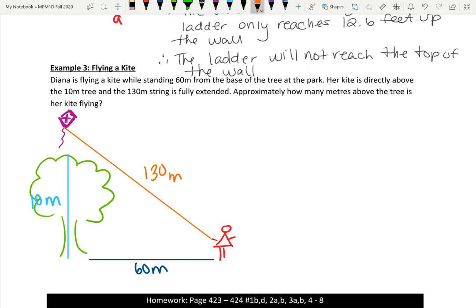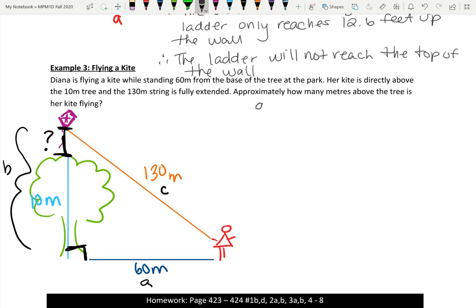Okay, so we've created a right triangle. Hopefully you can see that. And here is our right angle. How many meters above the tree is the kite? So we're trying to find this distance right here. Okay, so we know from the ground to the top of the tree is 10 meters, but we don't know the distance from the top of the tree to where the kite is. So I know that this is my hypotenuse, and this can just be my A, and this whole side here can be my B.